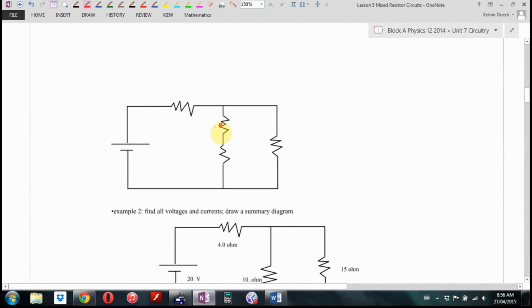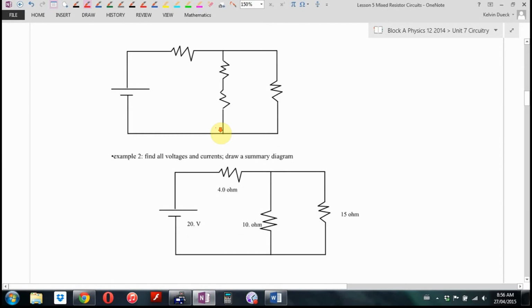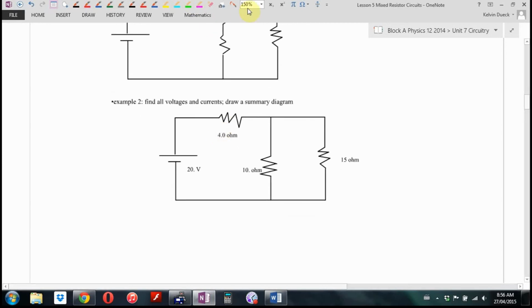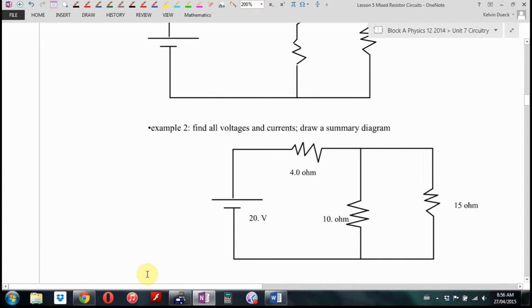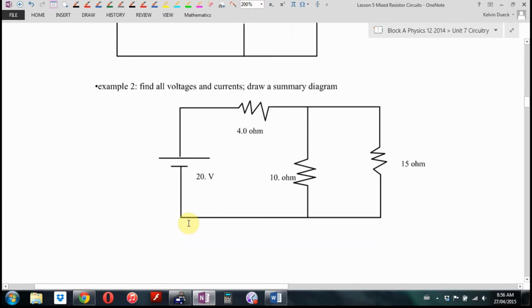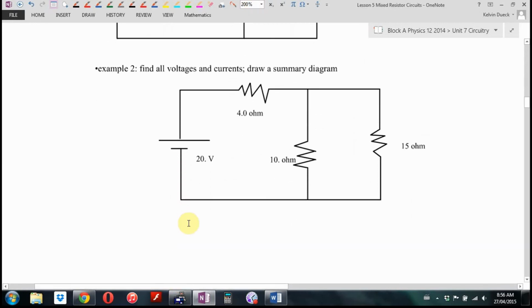Let's do some. Oh, here's another one. Okay, you know what? Let's go to example 2 and just do some of these. It says find all voltages and currents, draw a summary diagram. In other words, draw its mathematical equivalent. We will draw the mathematical equivalent.